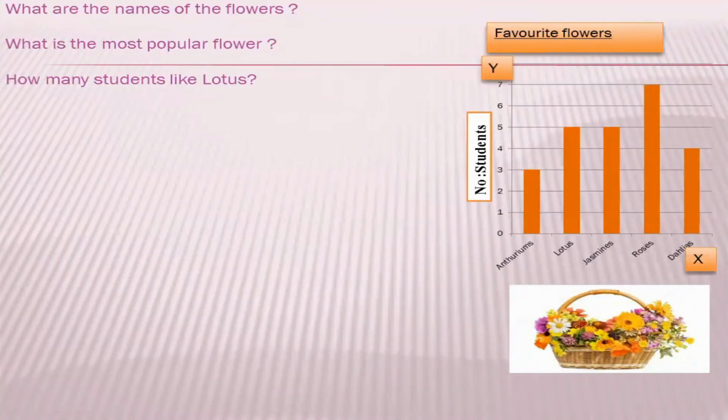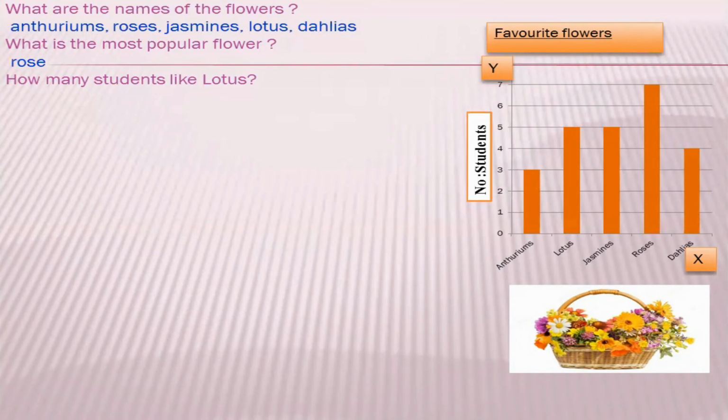Yes, you have to answer. What are the names of the flowers? Can you name them? Yes, anthuriums, roses, jasmines, lotus, and dahlias. What is the most popular flower? Who can tell me what is the most popular? That is the highest number. Yes, rose is the most popular flower. How many students like lotus? Yes, 5 students like lotus. Okay, then let's build up a paragraph.